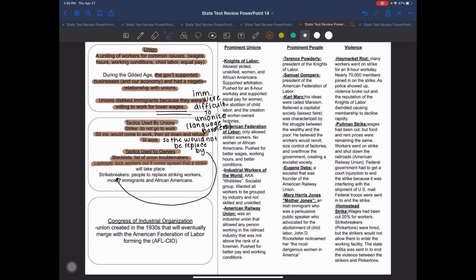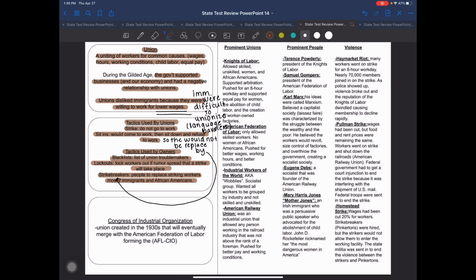Another thing that owners would do are lockouts, where they would lock workers out. If rumors started to spread that workers were planning on going on strike on a certain day, the owner would lock the workers out, and they would replace them with what we have down here, something called strike breakers.